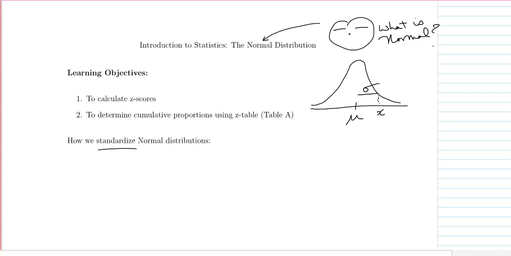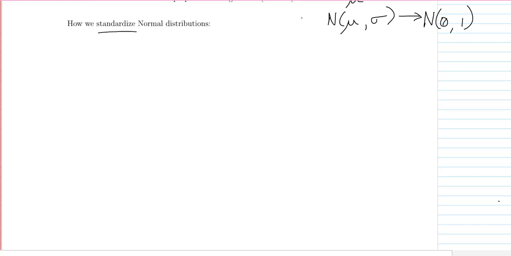The reason we want to do it is so that we can compare values on one normal distribution to another. So the idea is to take this normal distribution here, which is defined by mu and sigma, and turn it into something called the standard normal distribution. The standard normal distribution has a mu of 0 and a sigma equal to 1. And how do we do this standardization process? Well, we do it by calculating z-scores.